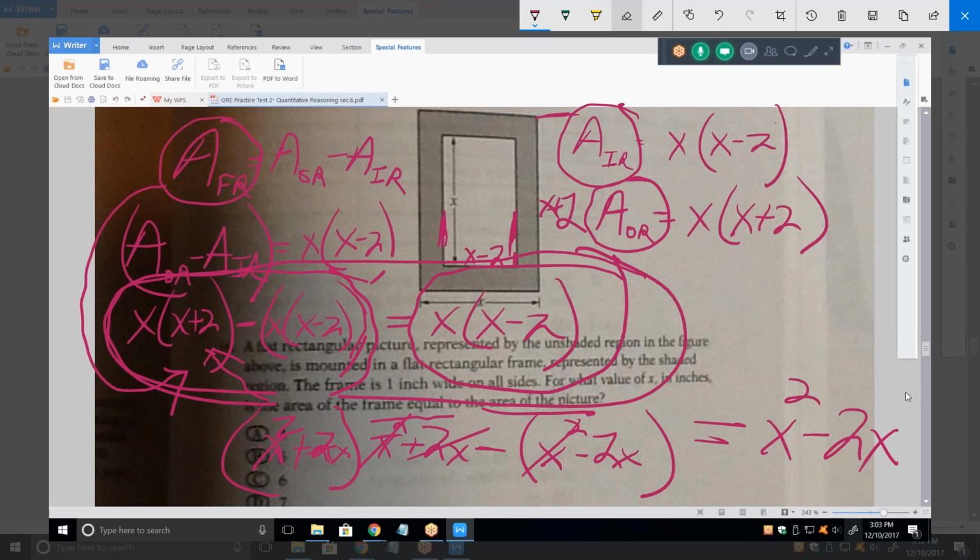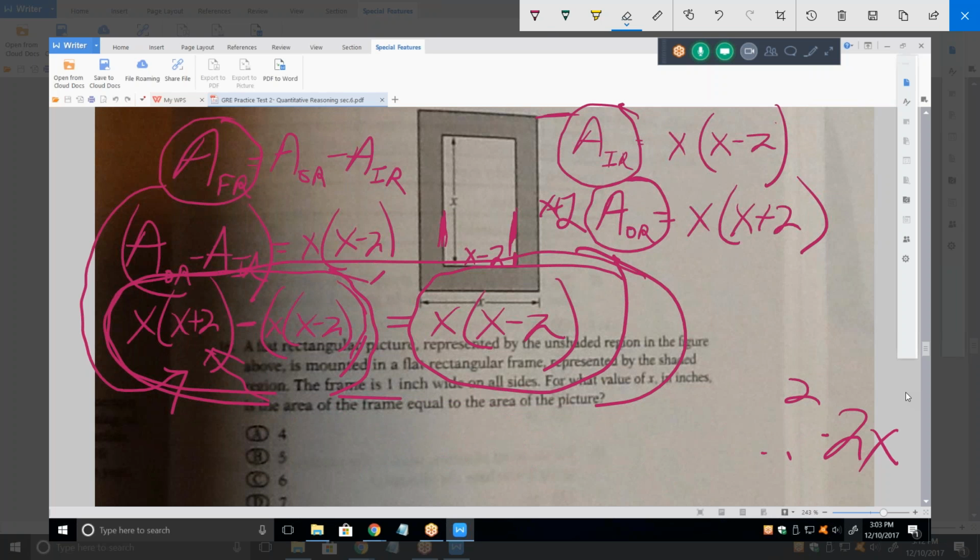Oh, but then you add them, right? Now I'm getting confused. When you subtract the 2x, since it's a negative 2x, it becomes a positive. Yes. I'm confused. Why? Okay. So that's x squared minus 2x. That's the left side of the equation. That's the right side of the equation.